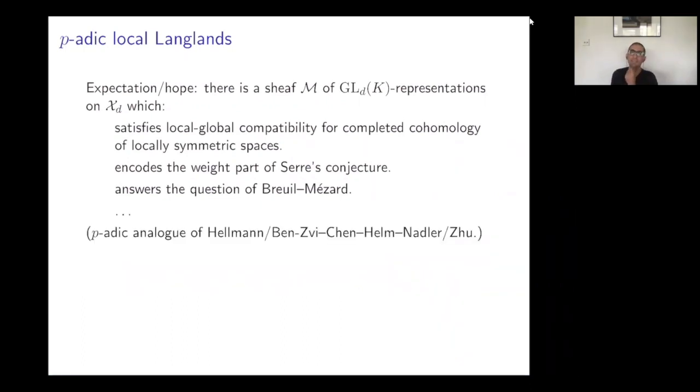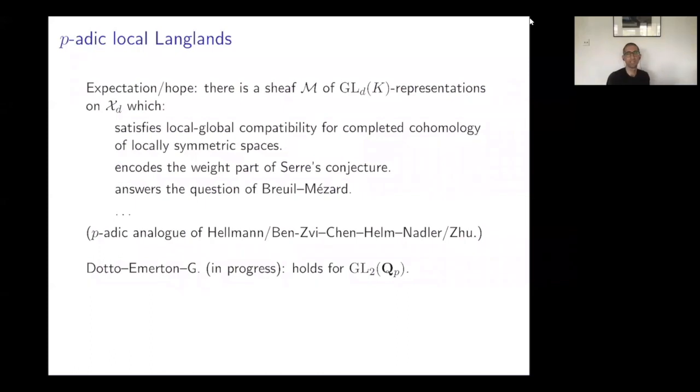This is extremely imprecise, and I don't want to make it too precise. I'll make some statements in the coming slides, but in the ℓ-adic analogous case, people have made some very precise conjectures recently. There's a paper of Eugen Hellmann on the arXiv, and also a paper of Xinwen Zhu on the arXiv this year, and hopefully forthcoming work of Ben-Zvi, Chen, Helm, Nadler. This is all in various versions of the ℓ-adic setting, but expressing similar expectations of the existence of canonical sheaves of representations satisfying some local-global compatibility.